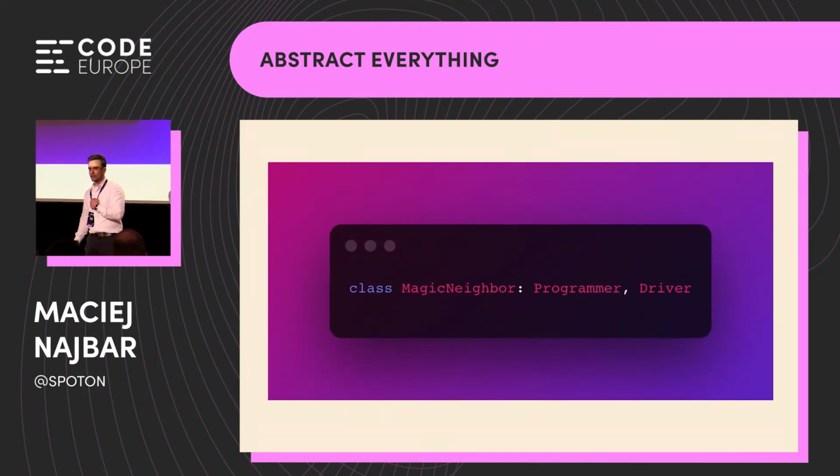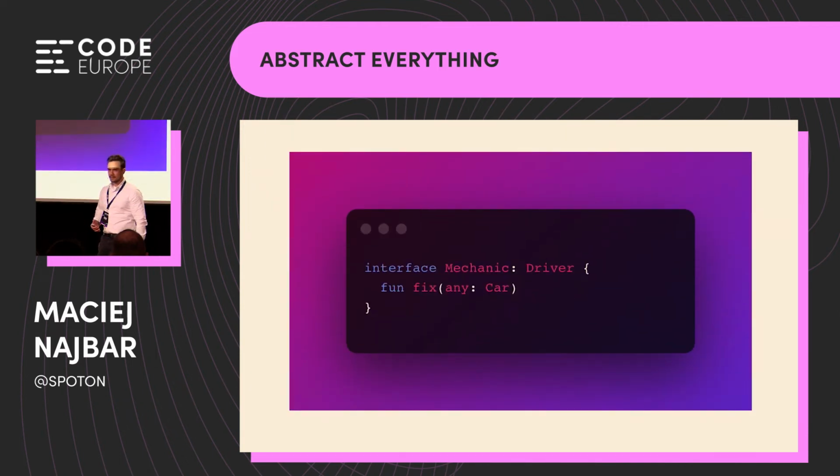So I'm a programmer and I can drive a car. If I needed to create a class of myself, it would probably look like this. Class, magic neighbor, programmer, driver. But if something breaks down in my car, I cannot fix it. The mechanic can. He can also drive. He doesn't have to have the driver license, but for sure he can drive.